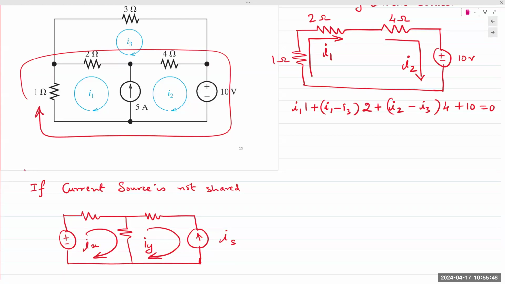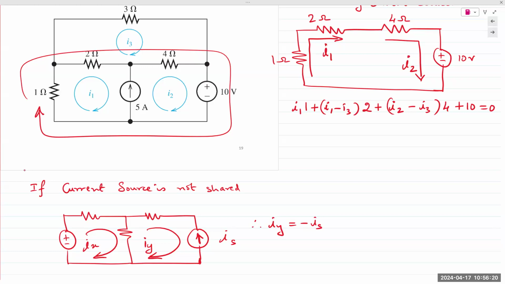Do you all agree? IY is the mesh current in mesh 2. IS is the current source in mesh 2. IS, the current source, is not shared with any other mesh. It's just a single branch. So you have IS there, you have IY. I can state that IY is minus IS.